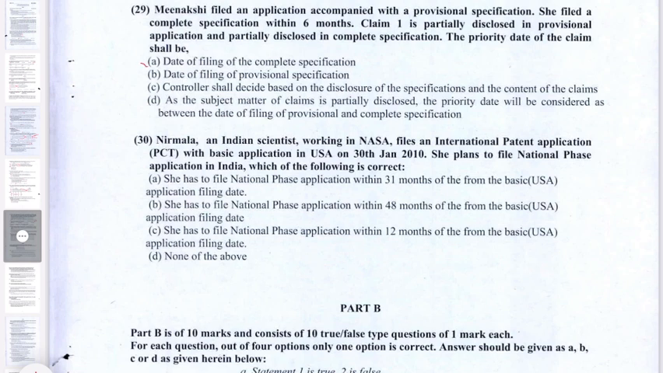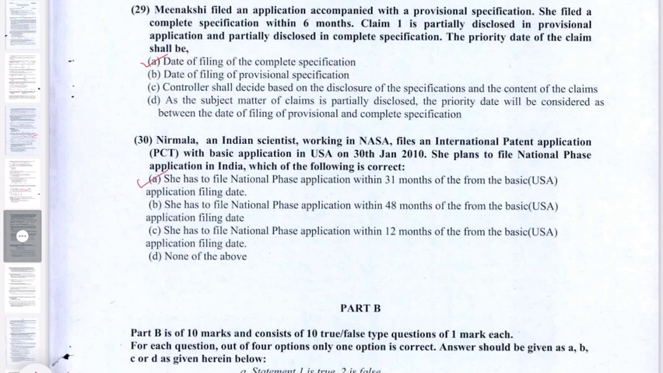Last question. Nirmala, an Indian scientist working in NASA, files an international patent application PCT with basic application in USA on 30th of Jan 2010. She plans to file national phase application in India. Which of the following is correct? A. She has to file national phase application within 31 months from the basic USA application filing date. B. She has to file national phase application within 48 months. C. She has to file national phase application within 12 months. And D. None of the above. The correct option here is A. She has to file national phase application within 31 months.